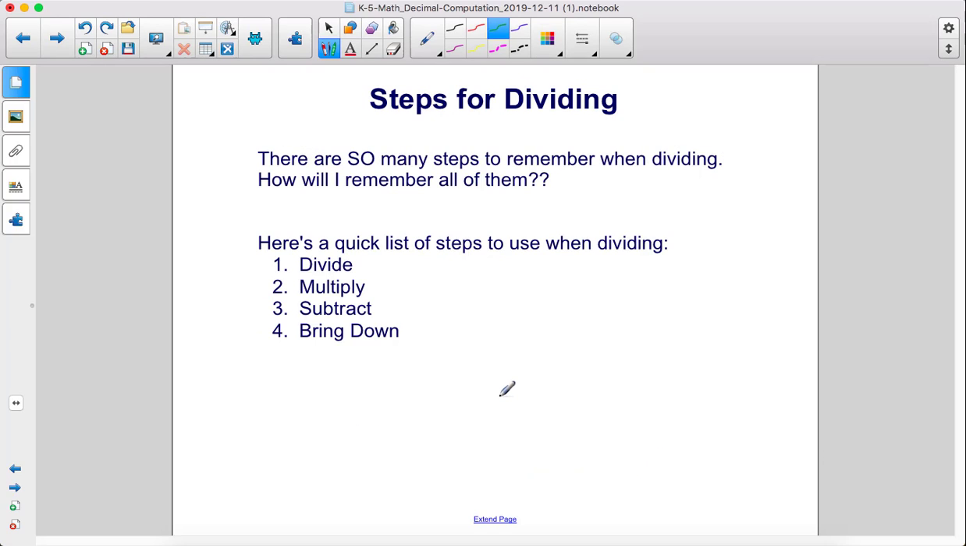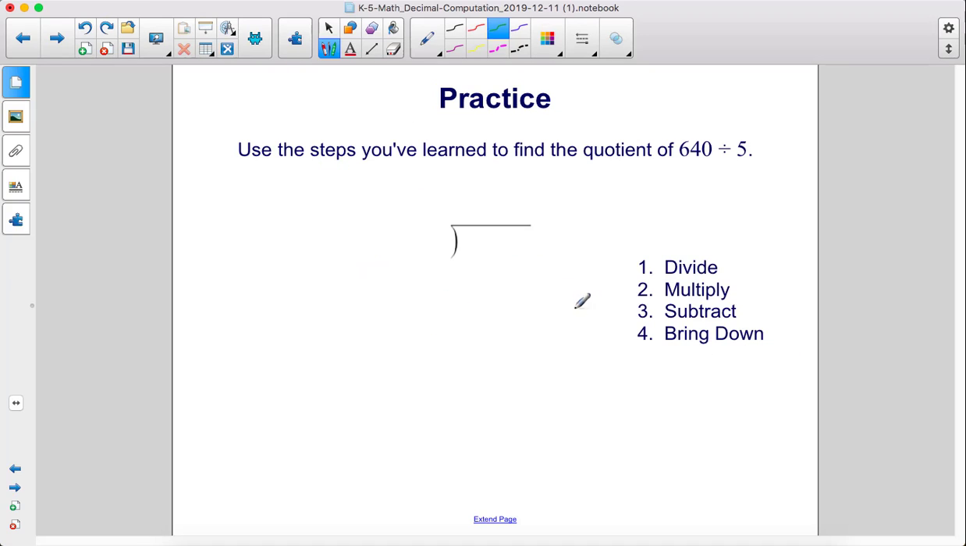There are so many steps to remember when dividing. How will I remember all of them? Here's a quick list of steps to use when dividing. Divide, then multiply, then subtract, then bring down. Use the steps you've learned to find the quotient of 640 divided by 5.